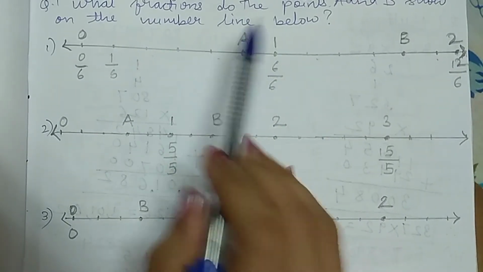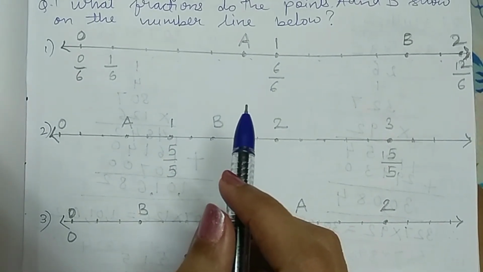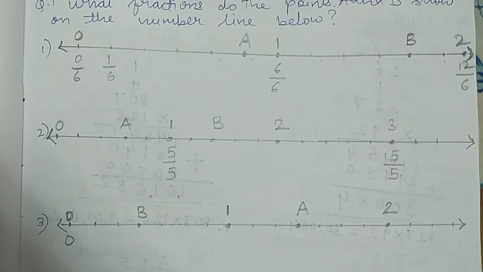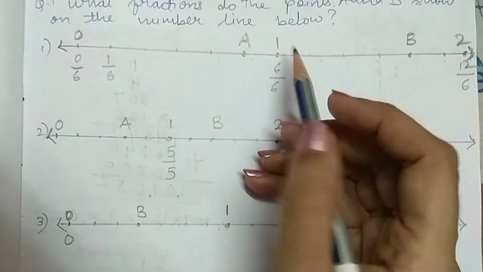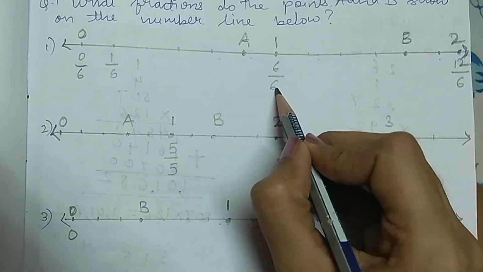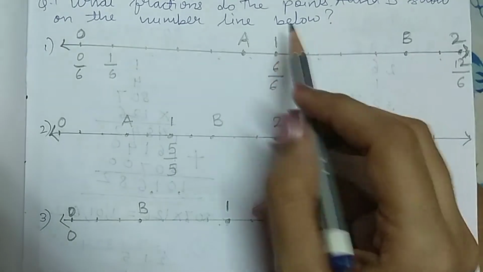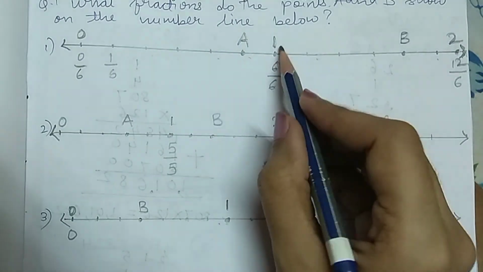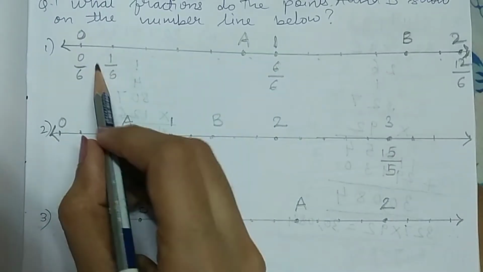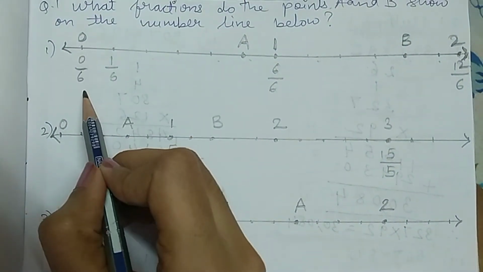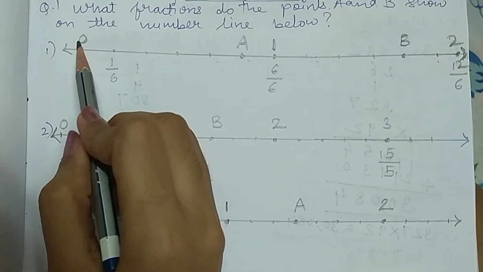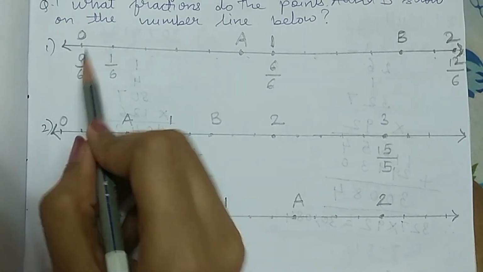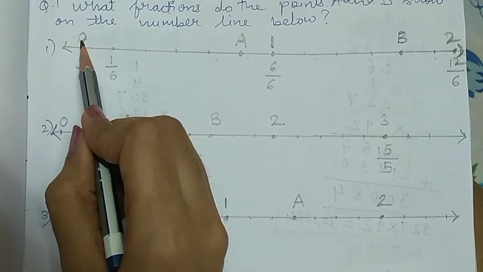Before starting this, let me tell you one more time: when numerator and denominator have the same number, it is eventually 1. When the numerator has 0 and the denominator has a number, it is always 0. Whenever there is a 0 in the numerator, it is equal to 0 only.